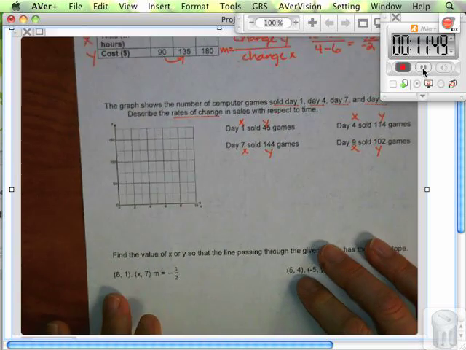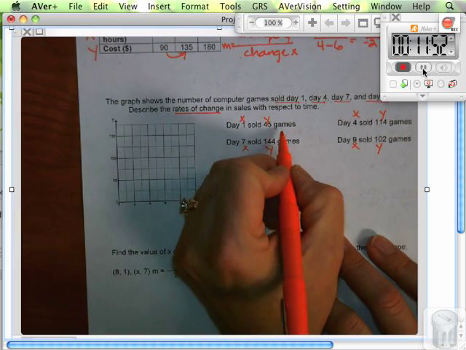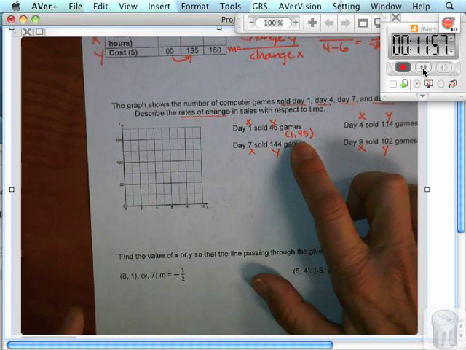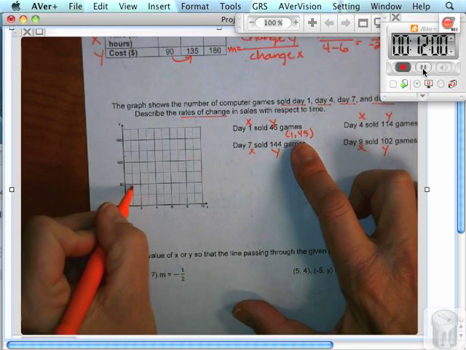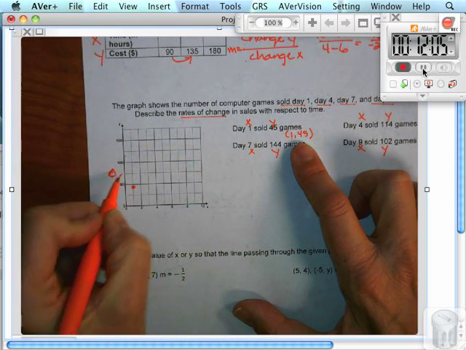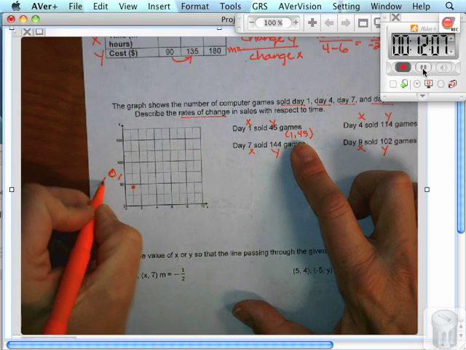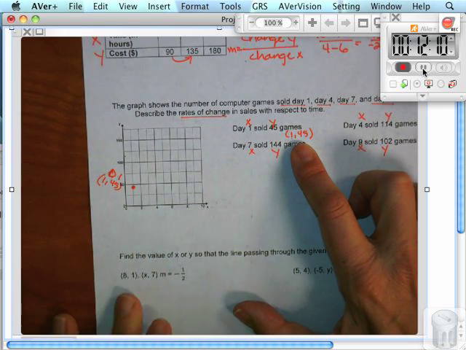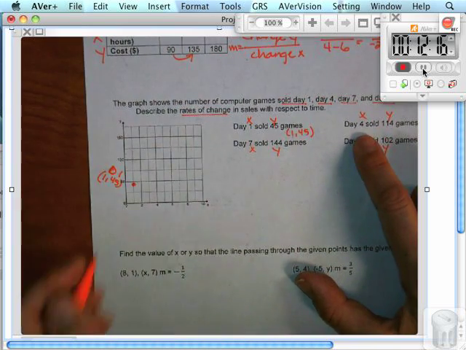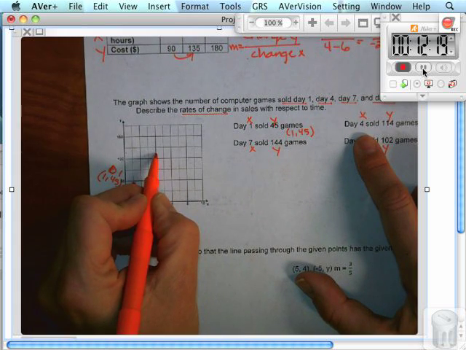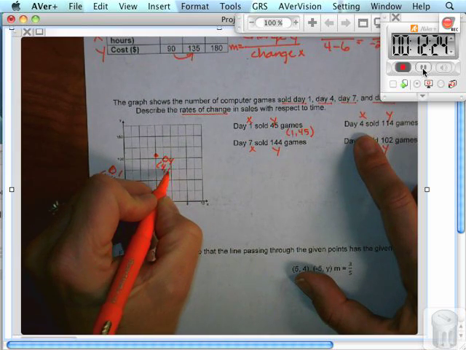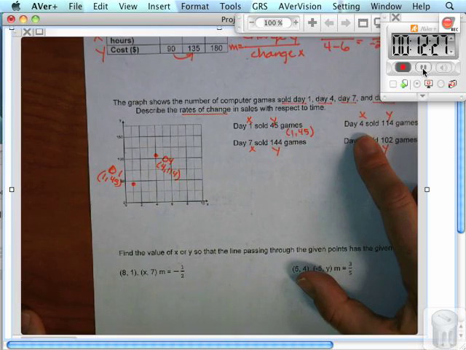And they're all points. So plot them: 1 and 45. Let's plot that point. With this kind of graph, you just have to guess about where 45 is. And I want you to put D1 there. That's day 1. And I want you to write the ordered pair. It's going to be kind of messy, but that's okay. Then you're going to do day 4, which is 4 and 114. It's about here. D4 is 4 and 114. And connect them.